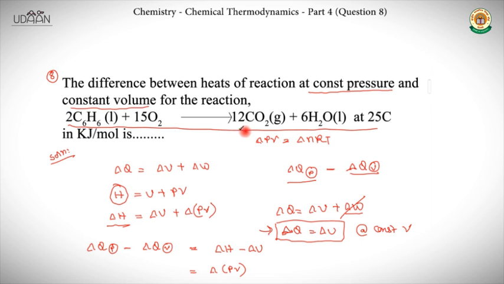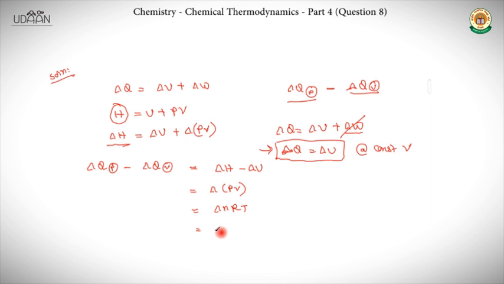In products we have 12 moles of gases, and in reactants only oxygen is gas, so 15 moles of gases. So delta n will be 12 minus 15, into R. R is 8.314 joules, so in kilojoules, into 298. That is the temperature they gave in the question, in kelvins. So this will give us minus 7.43 kilojoules per mole.